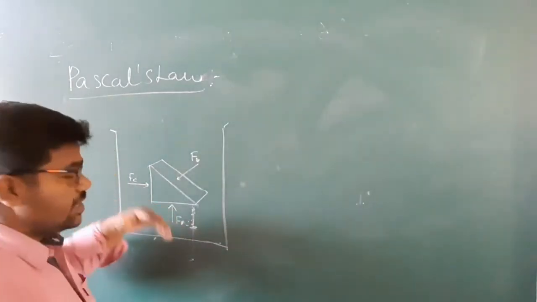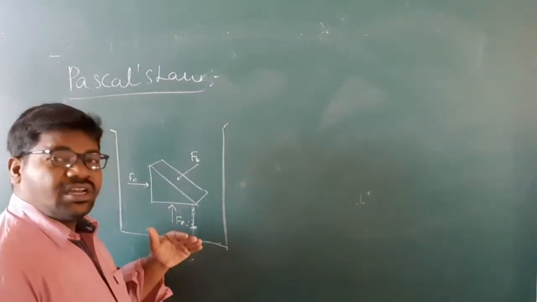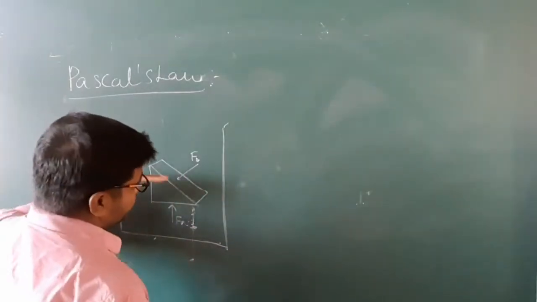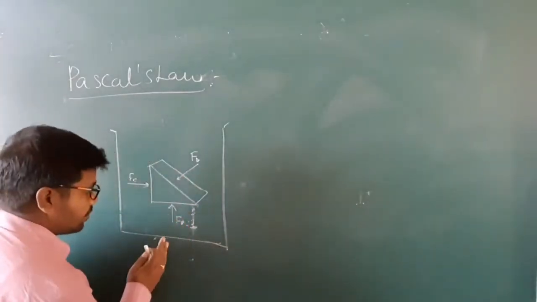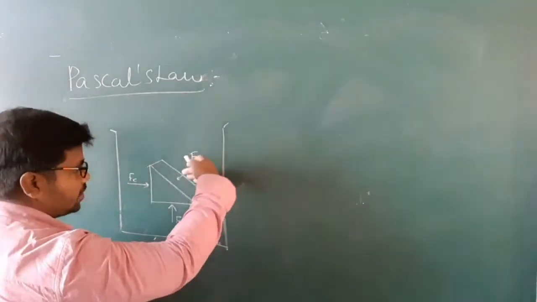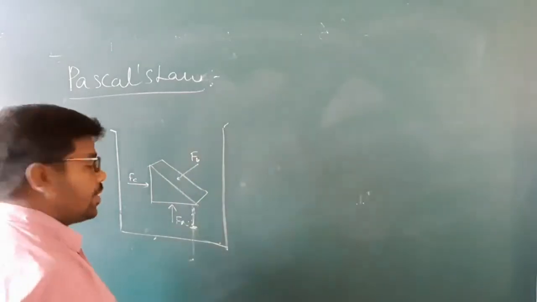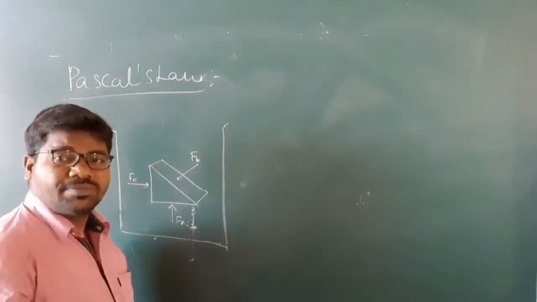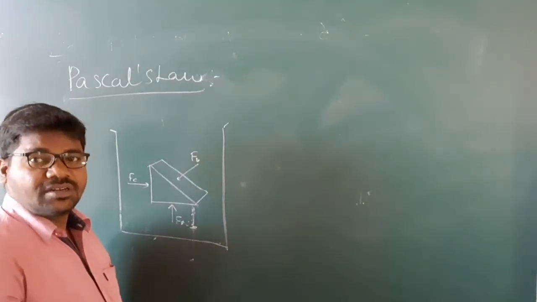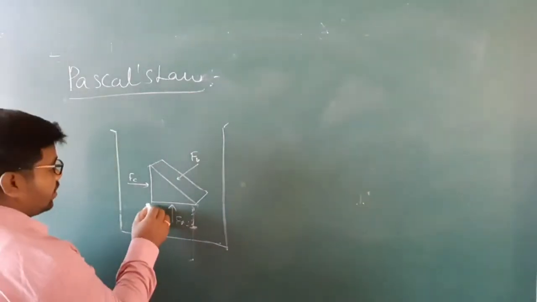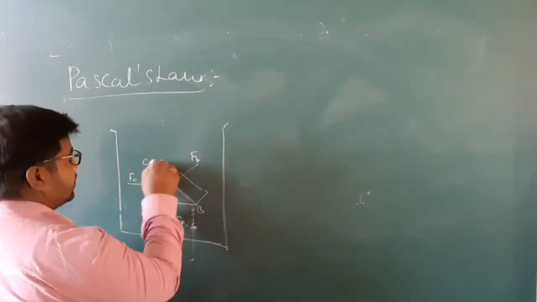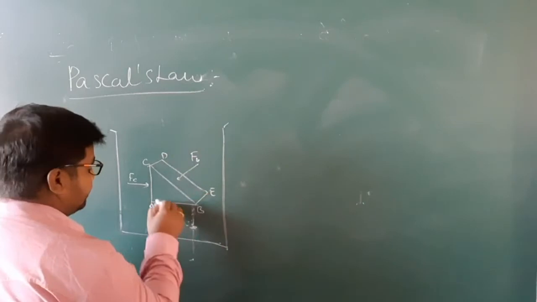See here, one thing you know, my dear children: in a liquid, pressure always acts normally to the surface. This is the surface, and the pressure acts normal to it. Pressure means force per unit area, so if we apply a force, we can get the pressure. Here we have A, B, C, D, E.